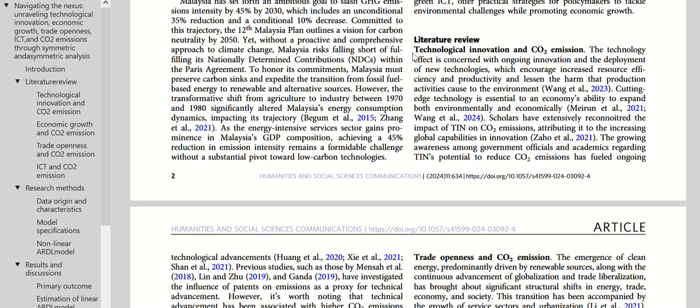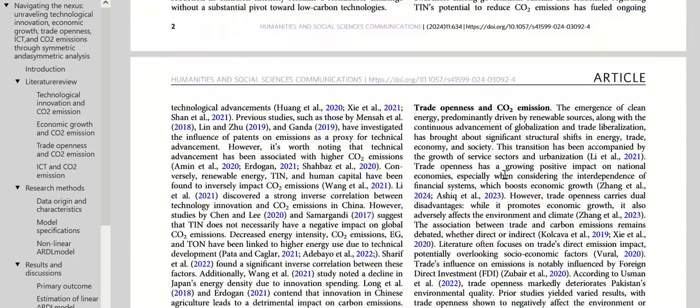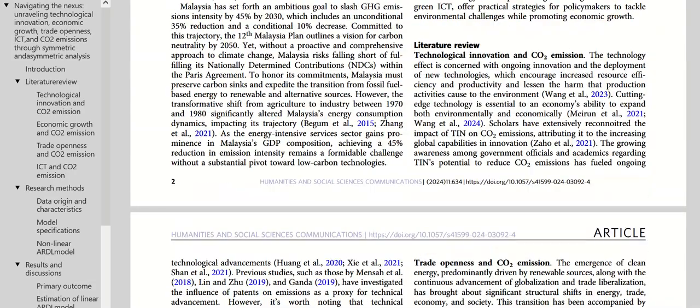In the first paragraph, scholars just talk about the relationship between technological innovation and emission. After that, they show the relationship between them. Most studies say that technological innovation helps to reduce CO2 emission because it improves energy efficiency and cleaner production.